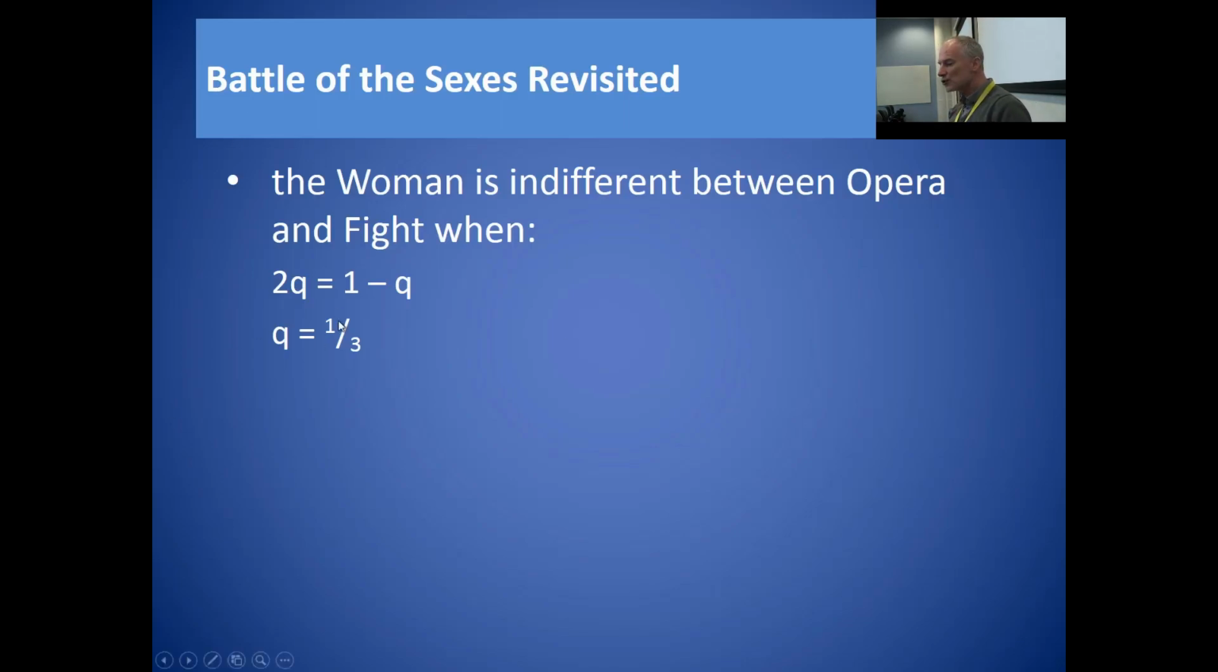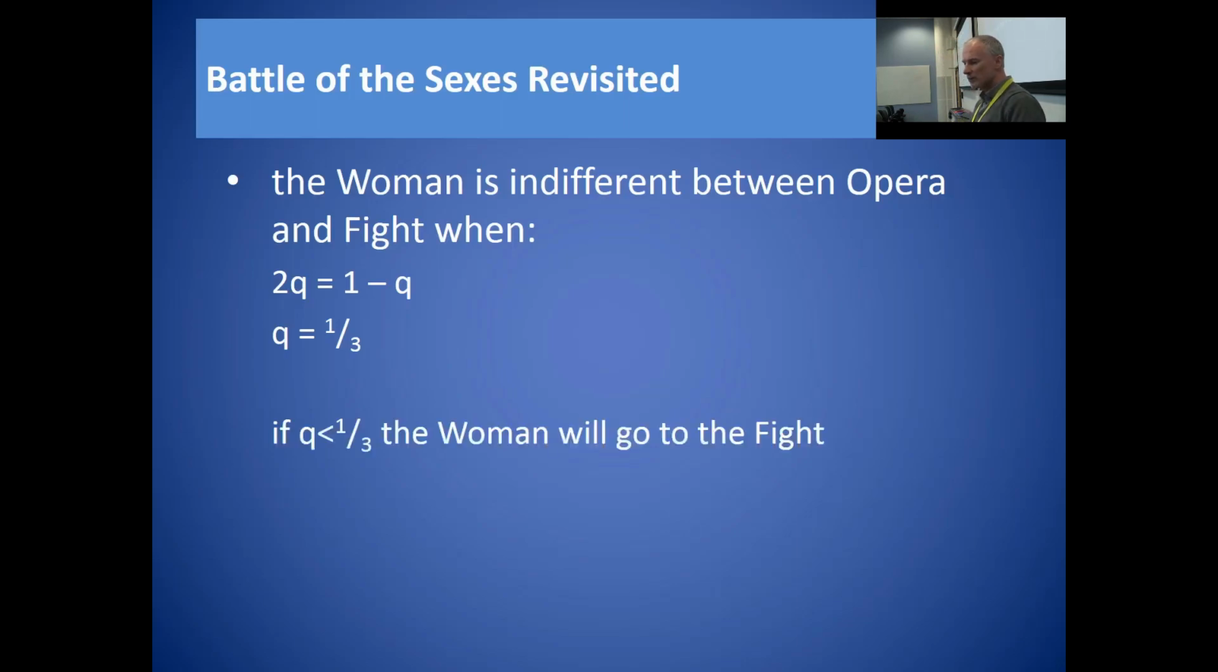So that means, now think about the interpretation, when the man goes to the opera with a probability of 1/3, that's what q equals 1/3 means. When the man goes to the opera with a probability of 1/3, the woman is indifferent over her chosen venue. That's the interpretation of that one. So, that was it for the woman when q equals 1/3.